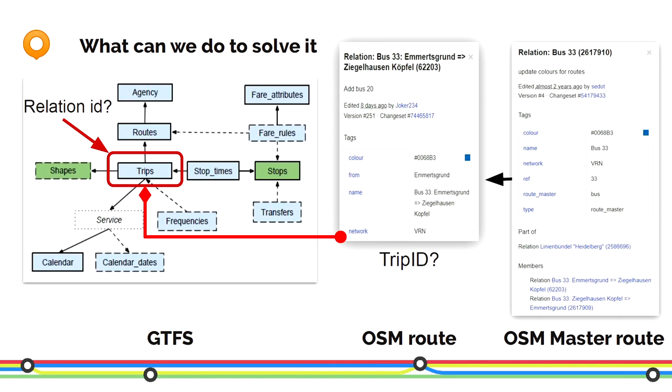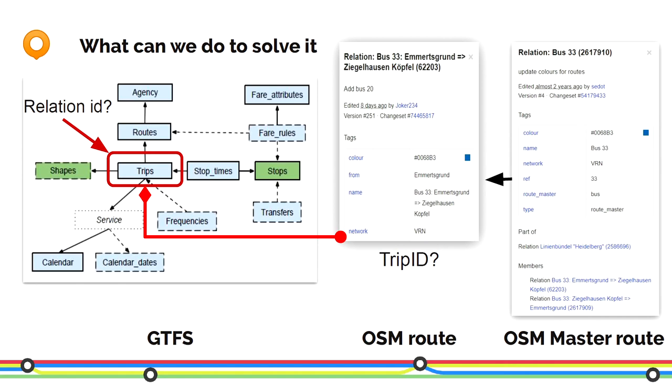There are plenty of GTFS providers around the world. Sometimes they are focused on the city level, sometimes on the country level. So anyway, you can find the data, and it's mostly open, and the amount of this data is growing. But then we end up in a problem. How do we match it with OSM data?